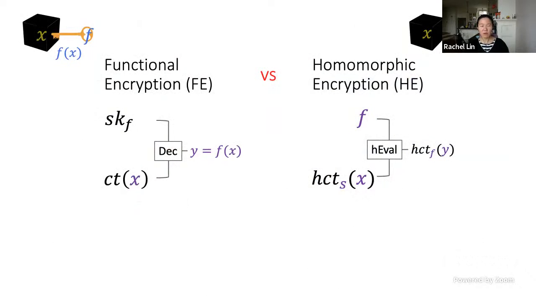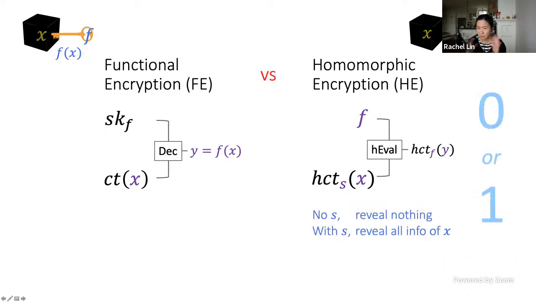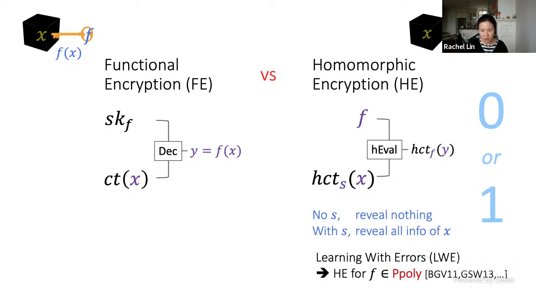And when we put these two primitives side by side, functional encryption and homomorphic encryption, they definitely share the aspect that they allow computation over the encrypted input. The only difference is that with homomorphic encryption, everything remains hidden if the evaluator has no idea about the secret key, and with the almighty secret key, all information is revealed. So this has this classical cryptography guarantee of 0 or 1, right? Either you get all information or you get no information at all, and there's nowhere in between. For this type of security guarantee, we are pretty good, and indeed from learning with errors, we can get homomorphic encryption for all polynomial size functions.